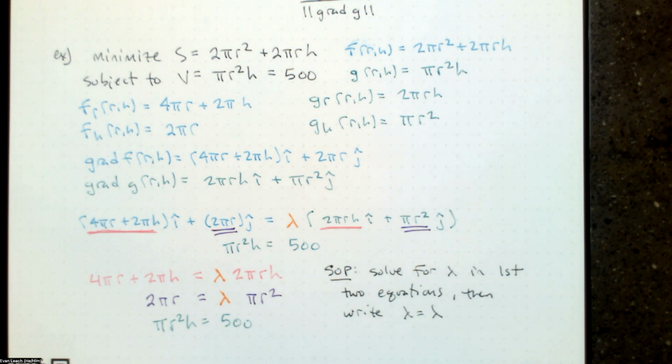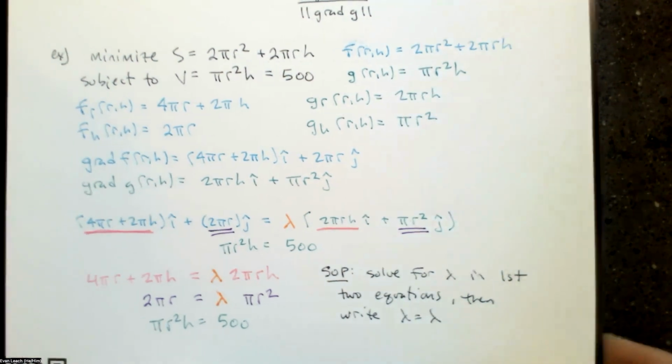So our standard operating procedure is going to be to solve for lambda in the first 2 equations, and then just make an equation that lambda equals lambda. That eliminates lambda. That takes 2 equations and 3 variables down to 1 equation and 2 variables. And then we'll have 2 equations and 2 variables. So let's see that happen.